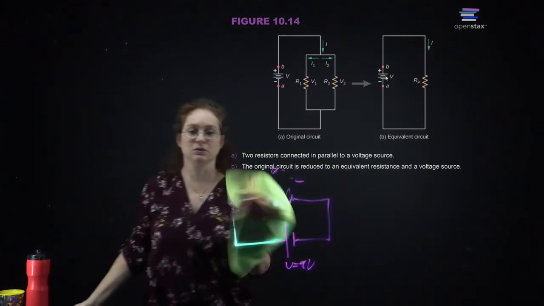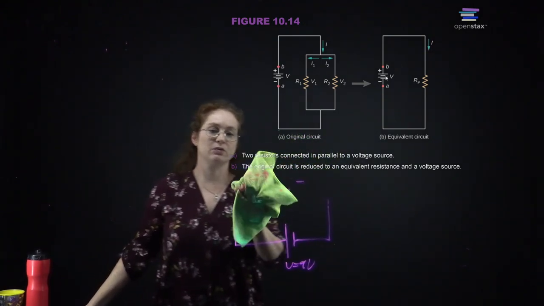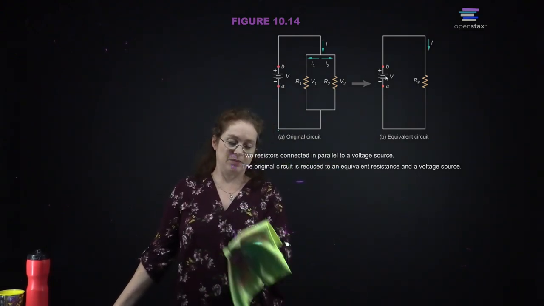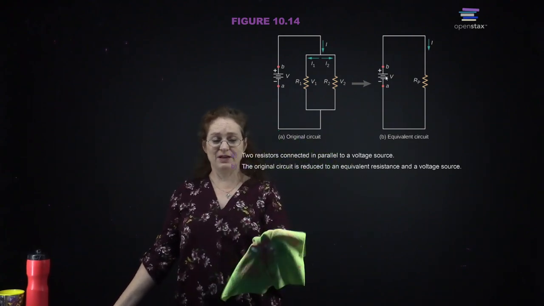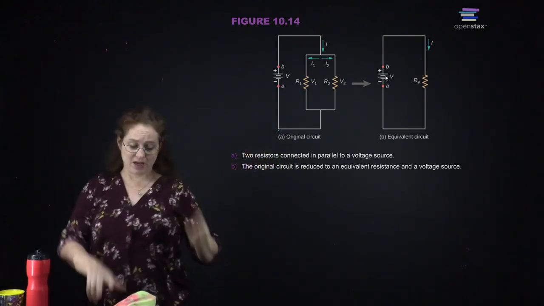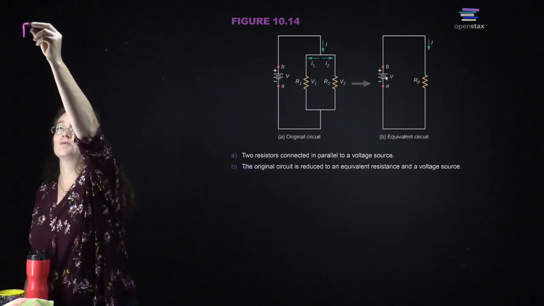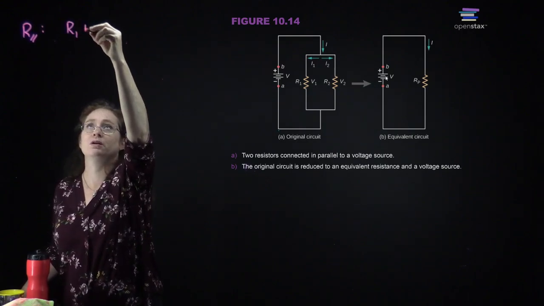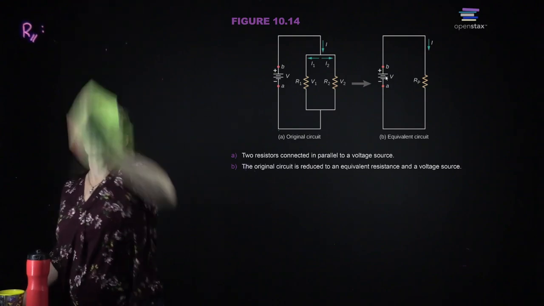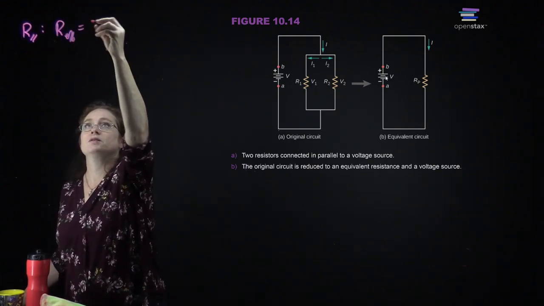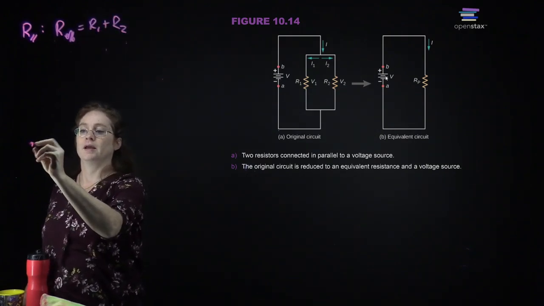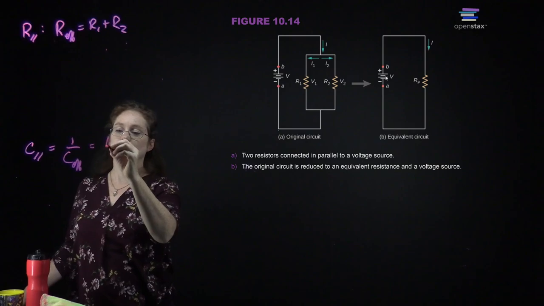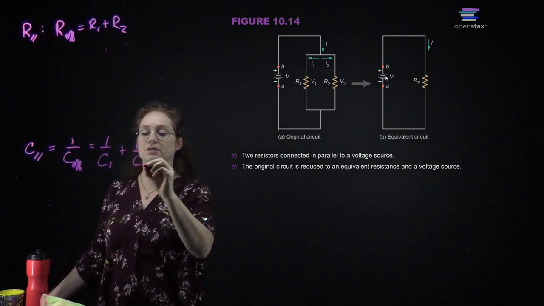All right. Now, this one is a little bit more complicated. Here we have objects in parallel. If you remember back to when we were working with capacitances, we talked about adding capacitances. A funny thing, capacitances add in the opposite way of resistances. So for resistances in series, if you have two resistors, the effective resistance is R1 plus R2. If you have capacitors in series, 1 over the effective capacitance is 1 over capacitance 1 plus 1 over capacitance 2.